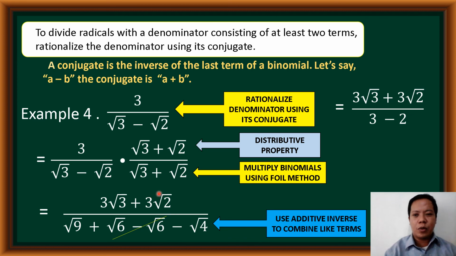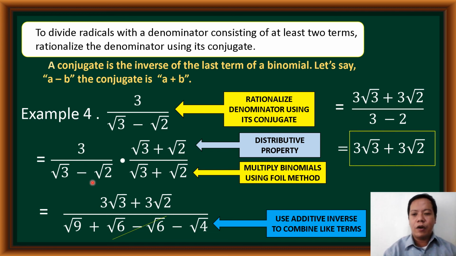Then we have 3 square root of 3 plus 3 square root of 2. So rewrite the numerator there. And then find the square root of 9 and this negative square root of 4. So we have 3 minus 2. Then subtract. The result is 1, and 1 is invisible for the denominator. So our final answer is 3 square root of 3 plus 3 square root of 2.